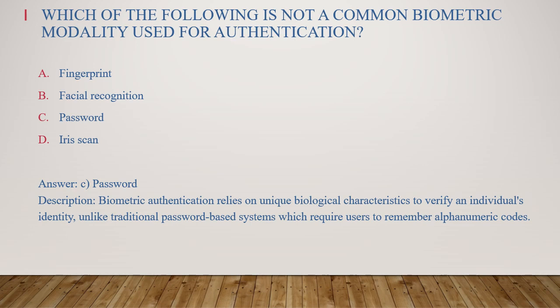B. Facial recognition. This is another popular biometric modality. Facial recognition systems analyze the unique features of your face to identify you. While not as secure as fingerprints, it can be convenient and is increasingly used in applications like unlocking smartphones and accessing buildings. C. Password. This is a traditional method of authentication that relies on knowledge of a secret code. Passwords can be easily guessed, stolen, or forgotten, making them less secure than biometric modalities.